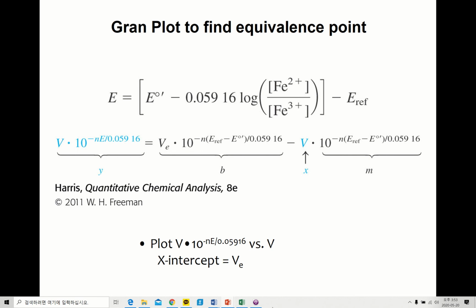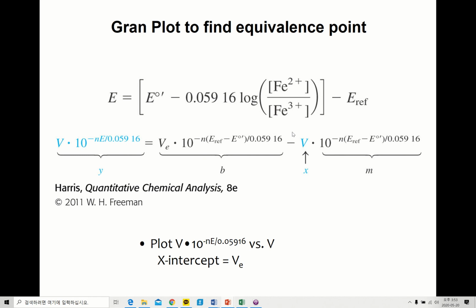But there is a way to find the equivalence point using only several points, maybe 4 or 5 points. Those points are before the equivalence point. The principle you already learned in the acid-base titration chapter. Anyway, let's take an example for this one.